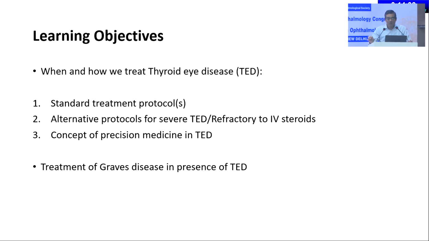So the main two objectives from an endocrine perspective are when and how we treat thyroid eye disease. That is one part, as there are certain cases which come to us along with the hyperthyroid state. And the second important perspective is how we treat Graves' disease in the presence of thyroid eye disease.